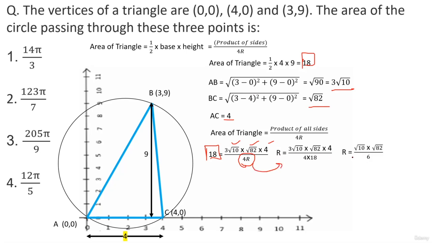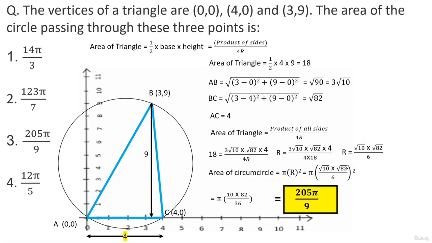When you solve this, you get r equals root 10 into root 82 upon 6. They're asking you the area of the circle, so the area will be pi r square. So pi into r square will give you this value, that is 205 pi by 9. That is option 3.